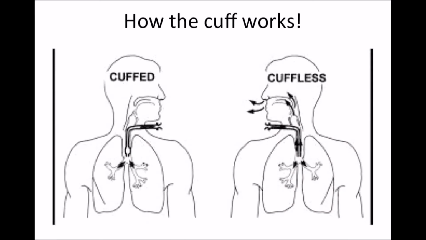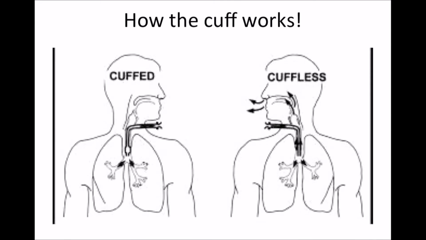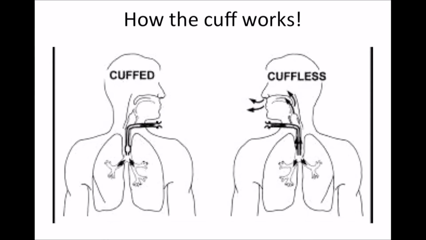Here's an illustration of how the cuff works. When the cuff is inflated, the patient will only be breathing through the tracheostomy tube. When the cuff is deflated, the patient will be able to breathe through their nose, mouth, and throat. As a nurse, you need to ensure that if the balloon is inflated, the tracheostomy tube is not capped. Otherwise, the patient will have no airway.